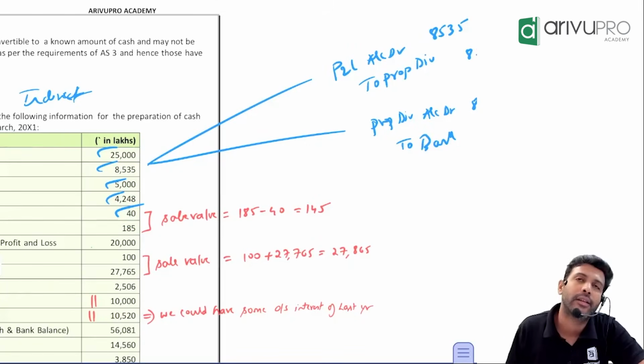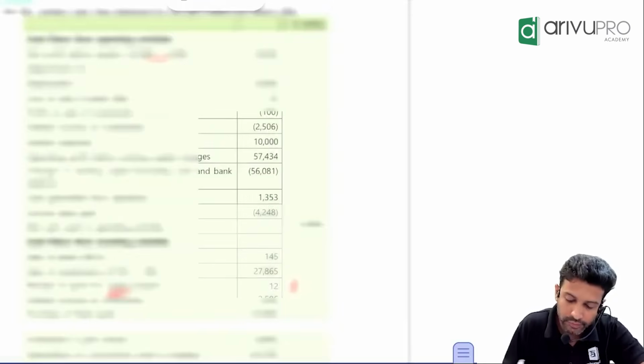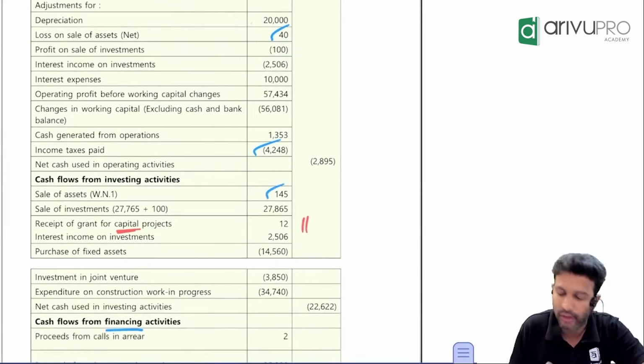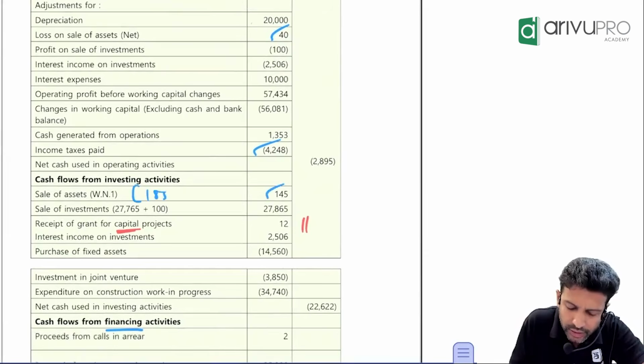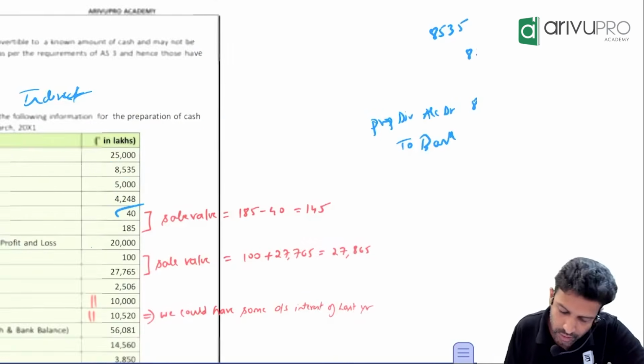Sale of asset, what activity? Investing activity. How much will you show? 145. As what? Positive or negative? Sale of asset means money coming in. 145. You don't have to prepare a working note. Here only you can write 185 minus 40, or whatever they have told there. Next.